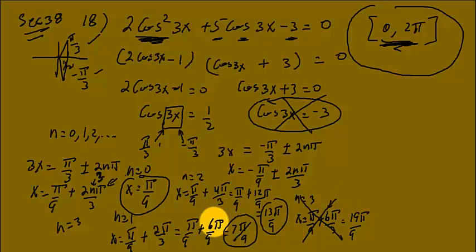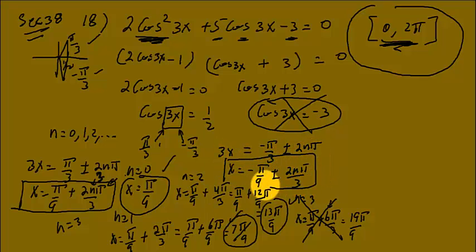So I found 1, 2, and 3, and that's only with the first part. I have a second part I need to work with, which is over here. So I am going to do the same thing right there. I'm going to start with n is equal to 0. So I get x is equal to negative pi over 9 plus 0. The negative, I'm only going the positive direction, so I can't use that.